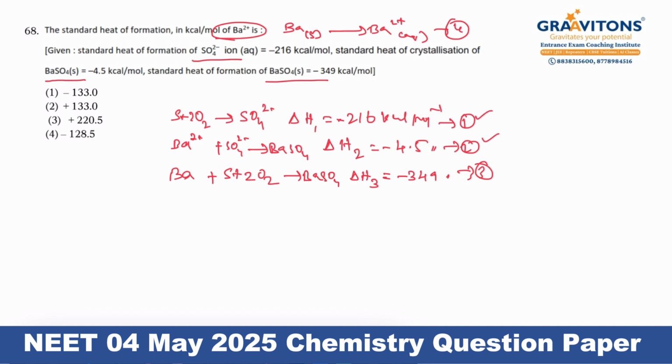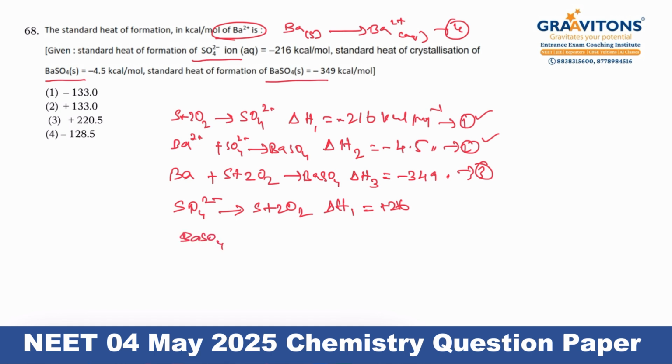I have to reverse this 1 and 2. So I'll be getting sulfate 2 minus, that gives you sulfur plus 2O2, and hence I'm also changing the sign of this delta H1 value, which is going to be plus 216.